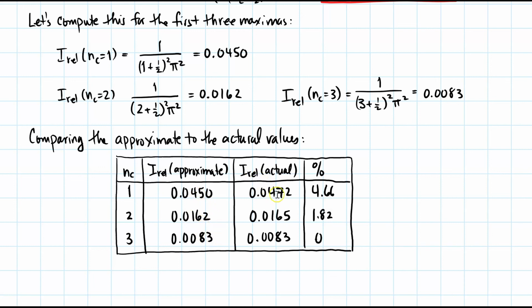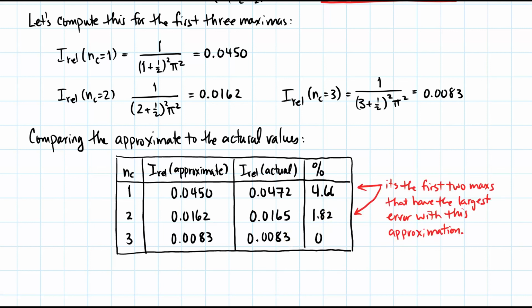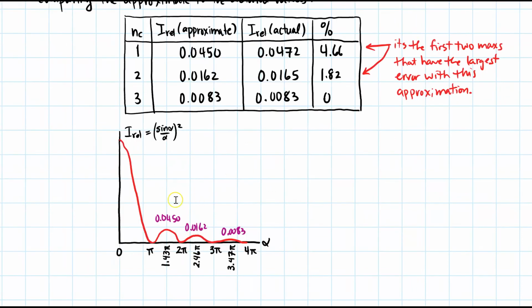So if I look at the actual values, you could see that this approximation undershoots it in each of these cases. This guy, if I had another sig fig, you could tell the difference, but the percent difference is 4.66, 1.82, and this guy's 0. As I've said numerous times, it's the first two maxes that had the largest error with this approximation. This one you're not seeing because of only 2 sig figs. From my previous intensity plot, I now have the approximate peak values when I'm assuming that approximate model for the path difference for constructive interference.